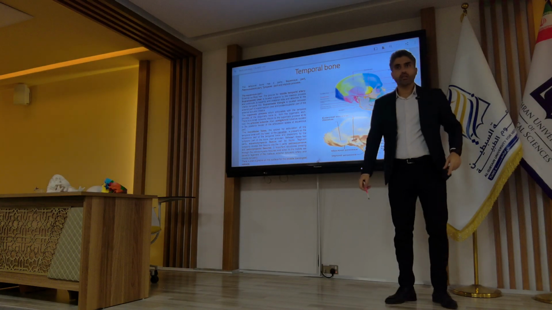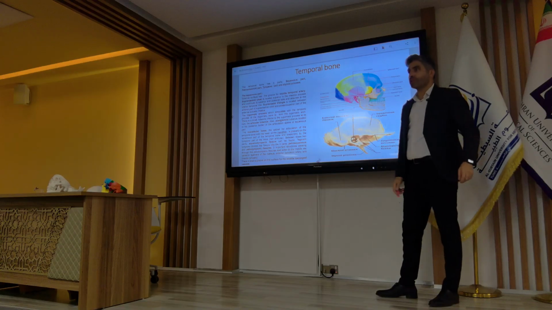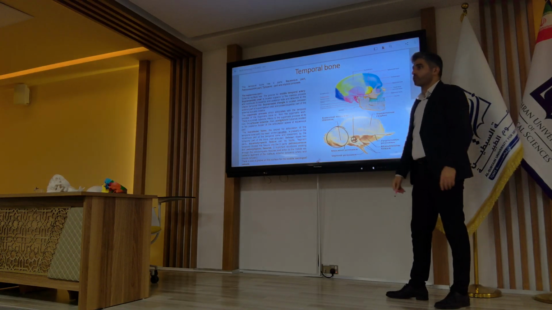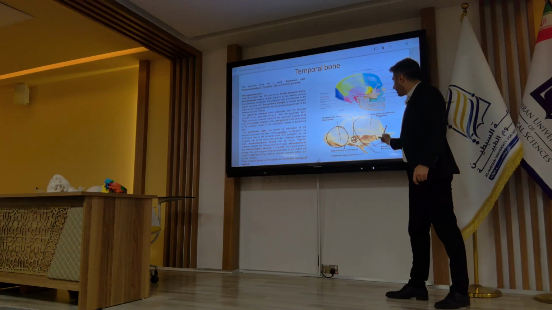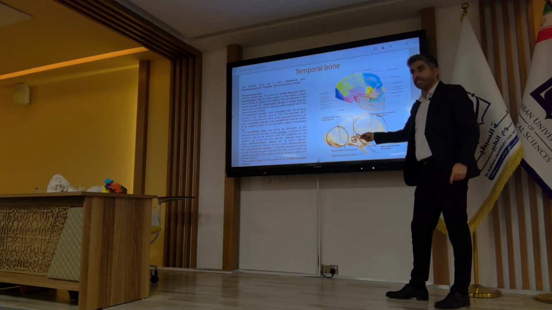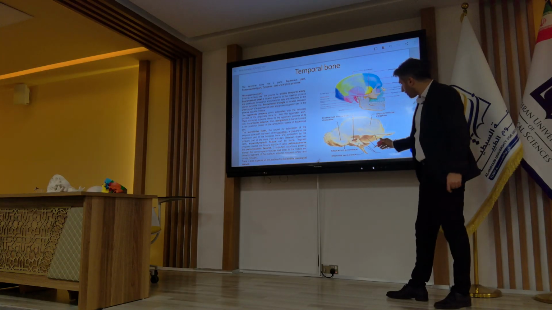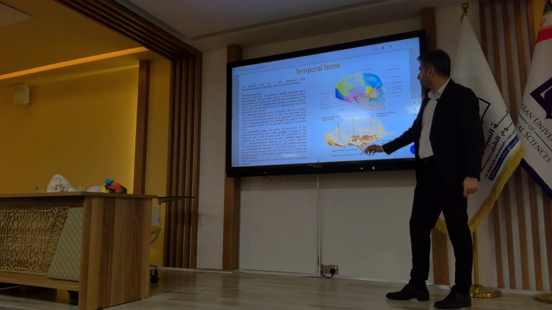Again, look at here. Behind the external acoustic meatus, we have the mastoid part. Anterior and superior to the meatus, we have the squamous part. Exactly at the level of the ear, we have the tympanic part. This process that goes down is the styloid process.